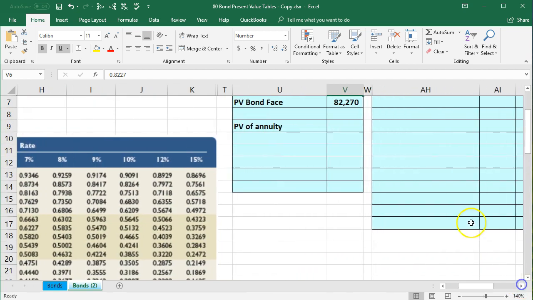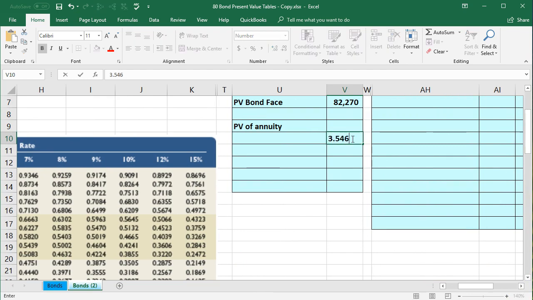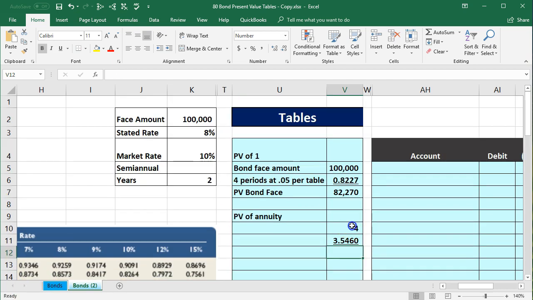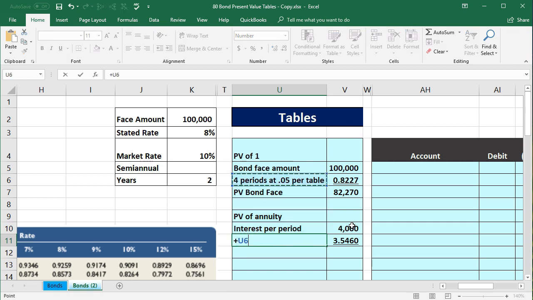So it's going to be that number. I'm going to write that down before I forget it. Okay, so we'll put that number here. Actually, I'll put it underneath here. And we're going to say this is going to be the interest per period, which is going to be 4,000. We're going to pay 4,000 4 times, for every 6 months, 4 periods, 2 years. And then the table, once again, is going to be the same indicator, but just note that it's a different table.